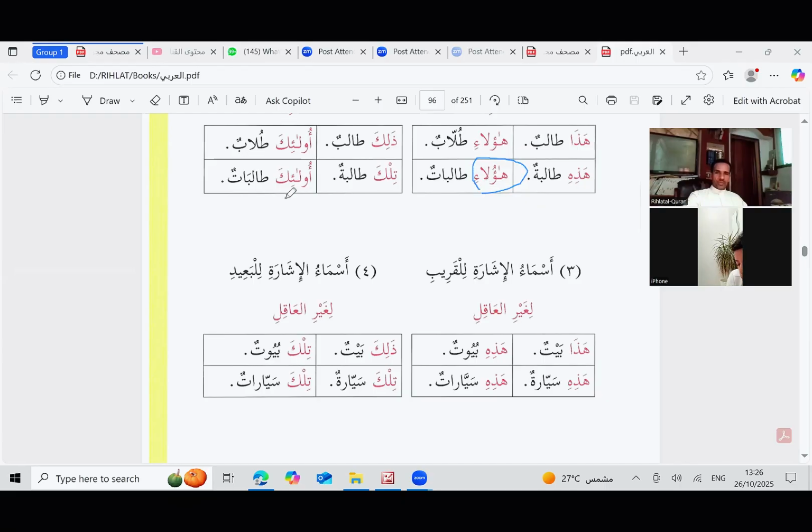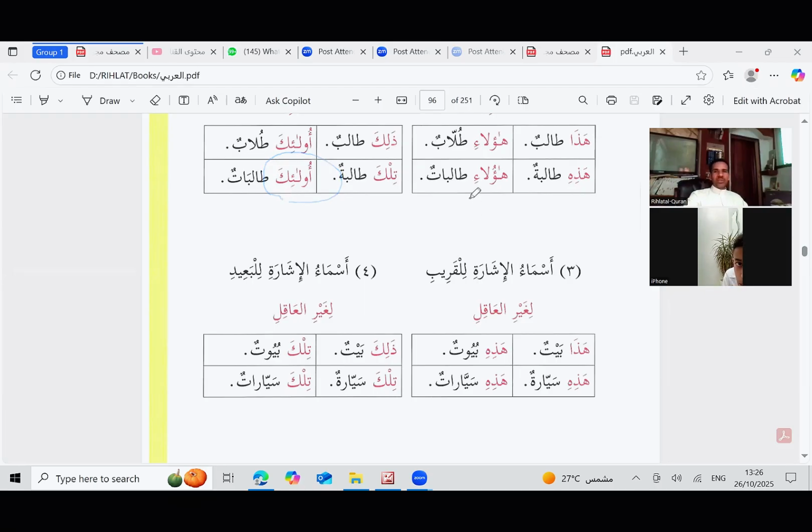So it's plural for both cases, for a thing and for a human. But هؤلاء we translate it to these are, because it's something close, plural. And أولئك we translate it to those are, because it's something far, plural. Does that make sense? Yes.